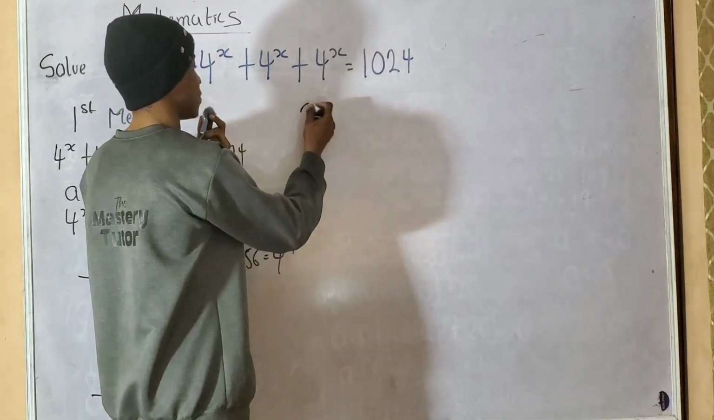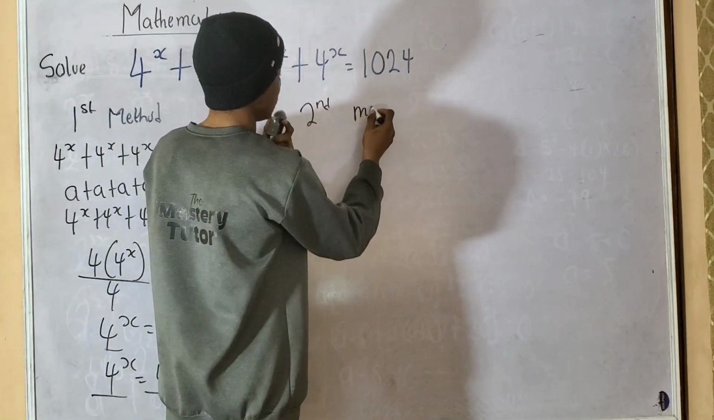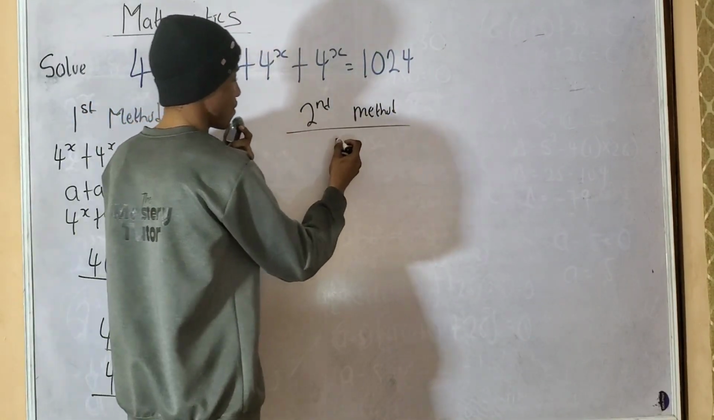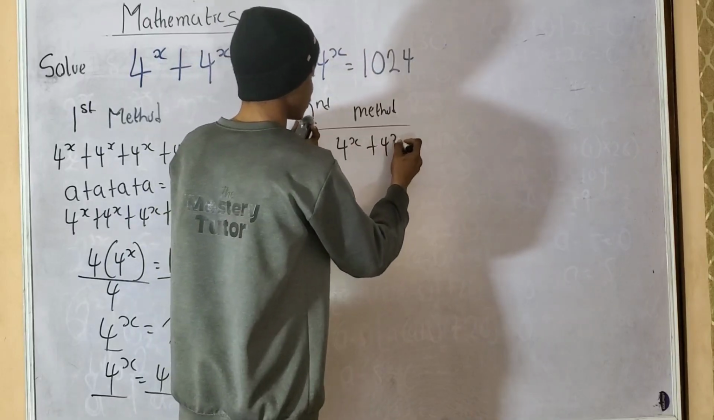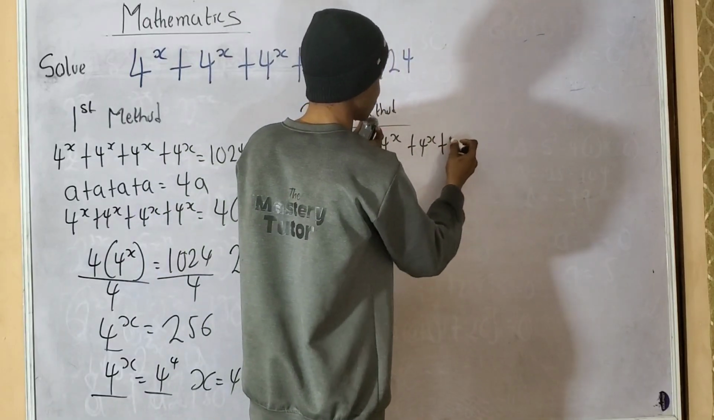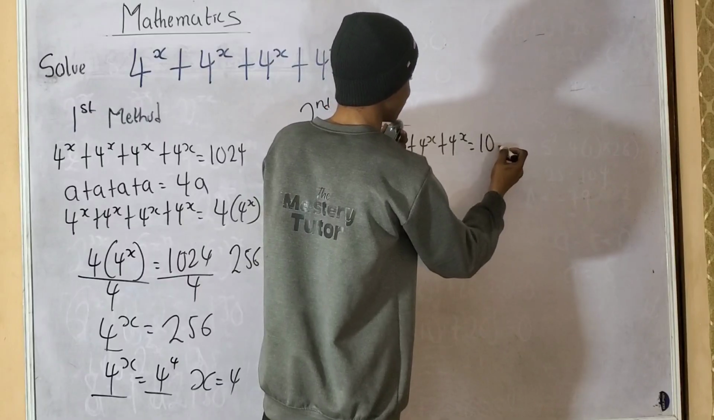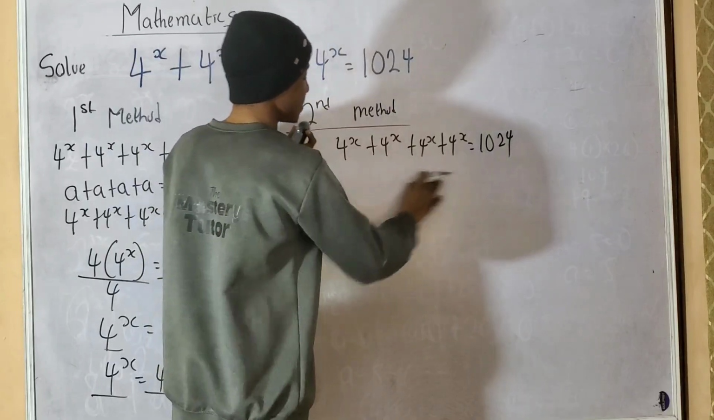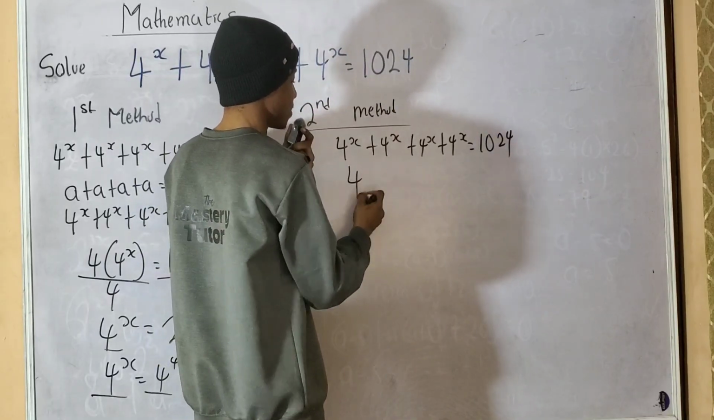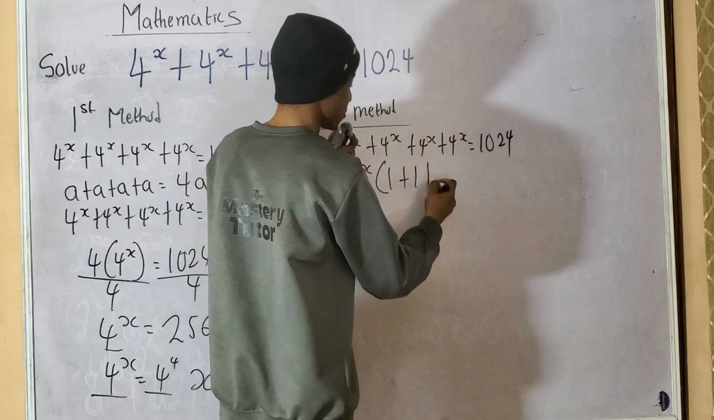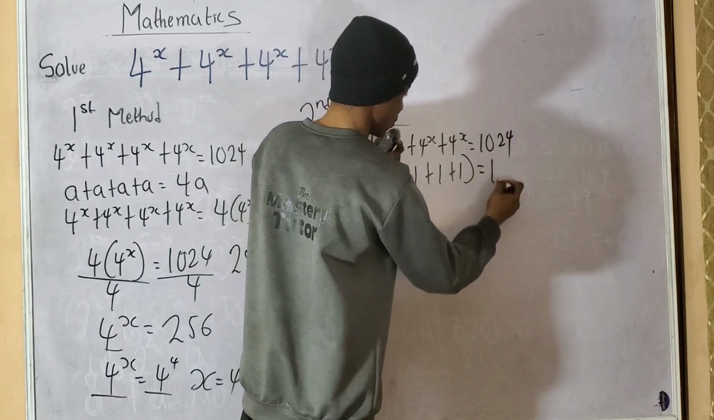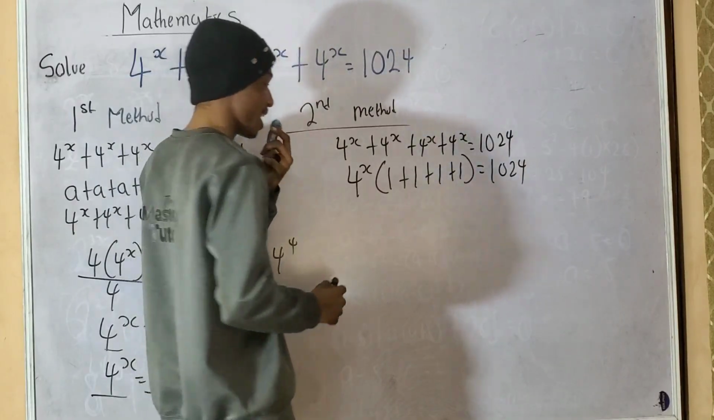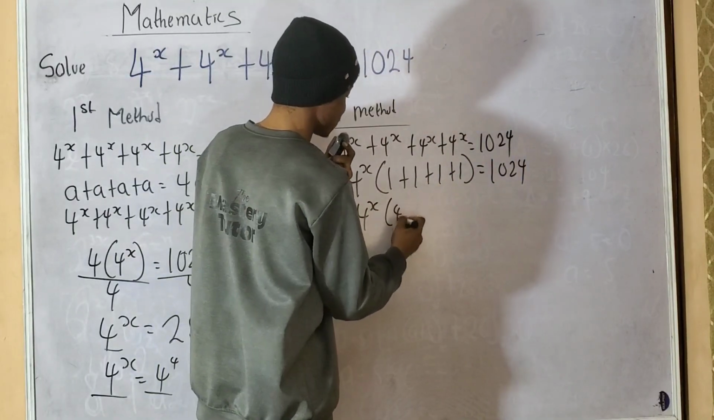Let us look at the second method. Second method. Okay, now pay attention. We have 4 raised to the power of x plus 4 raised to the power of x plus 4 raised to the power of x plus 4 raised to the power of x equals to 1024. I can rewrite this as 4 raised to the power of x multiplied by 1 plus 1 plus 1 plus 1 equals to 1024. You can see that it's similar, but it's not similar, okay? Just pay attention. Now, we have 4 raised to the power of x multiplied by 4 equals to 1024.